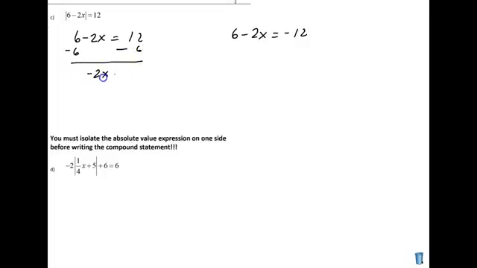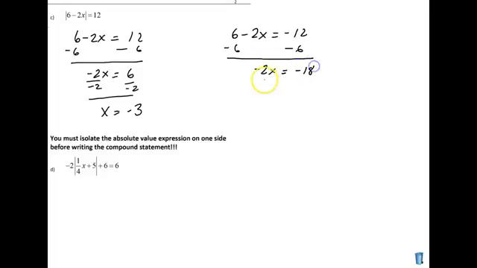So I get negative 2x equals 6, and I divide by negative 2, and I get x equals negative 3. Similarly here, I'm just solving for x. I get negative 2x equals negative 18, and when I divide by negative 2, I get x equals 9. You can check that both of those solutions work by plugging them back into the original equation. If it says solve and check, I would expect to see that work. If it doesn't say check, it's still a pretty good idea to check just to make sure your answer is right.